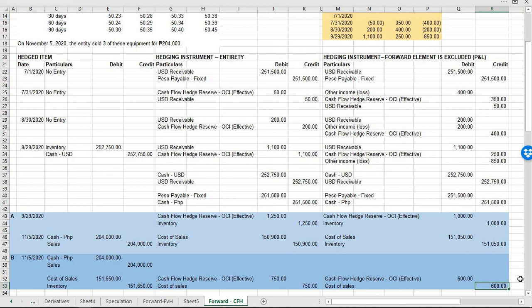So, now this ends our discussion for cash flow hedge using forward contract as the derivative instrument designated as the hedging instrument. And ang ating hedged item for this discussion is forecasted transaction. So, yun lang. So, class dismissed.